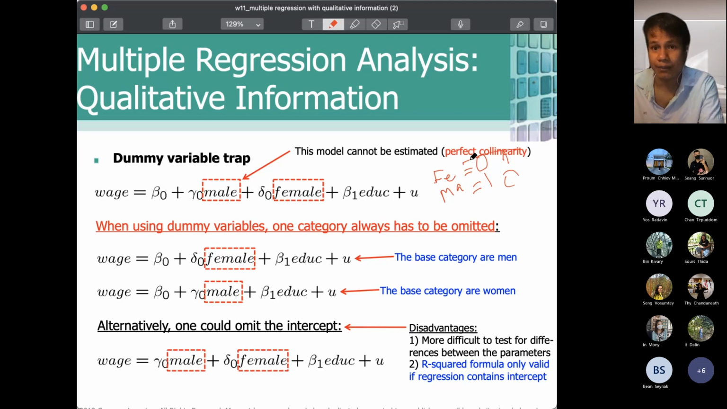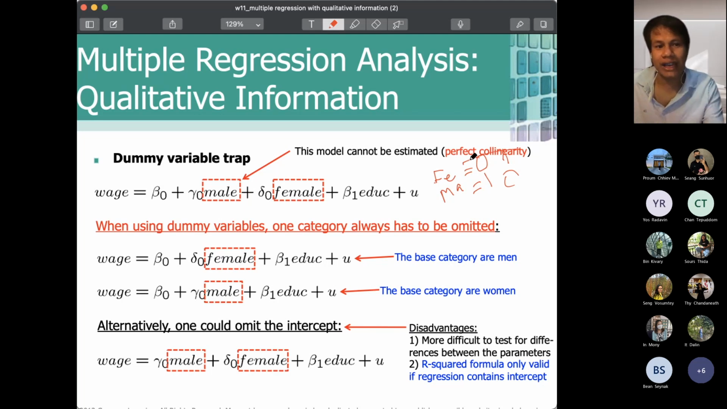We call it the dummy variable trap. Why can it not happen? Because of perfect collinearity, right? Because everyone only has one gender, right? One category. If you include both, if I am male, equal 1, female must be equal 0. So this is perfectly predicted, perfectly correlated. It is linear. So 1 will be dropped.